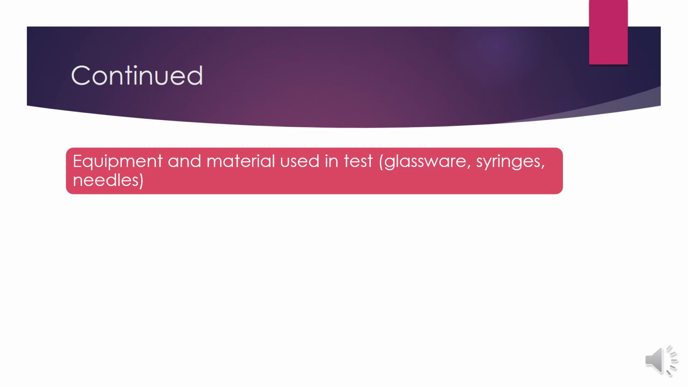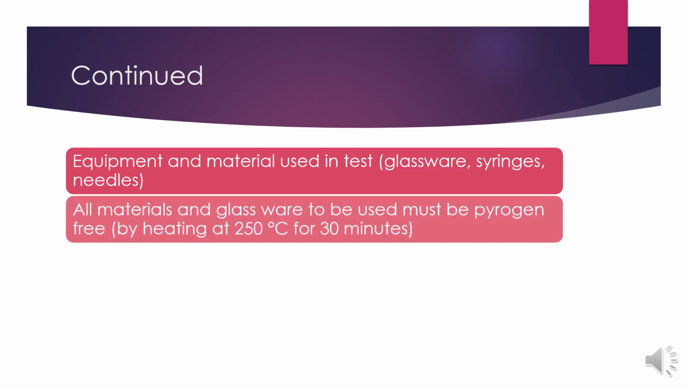So equipment and the materials used in the test may include glassware, syringes and needles. All the materials and the glassware that are to be used must be pyrogen free, by heating at 250 degrees centigrade for 30 minutes. It means that whatever material you are using must be pyrogen free so that they may not create a falsified or confused result or a wrong interpretation that your preparation is having the pyrogens.